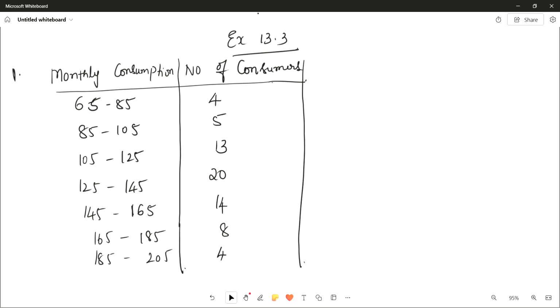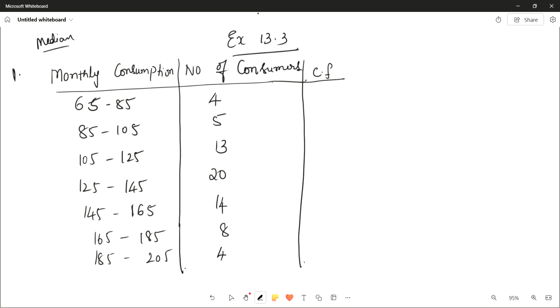Now here first we will try to calculate the median. Median means we are to calculate the middle number of the data. So what we will try to do here, we will calculate the CF, the cumulative frequency. Cumulative frequency means we'll add the frequencies.